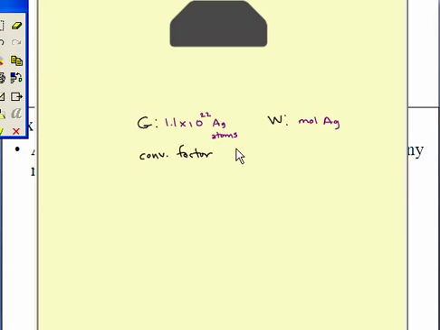So anytime we need to convert between moles and atoms, the conversion factor is always Avogadro's number. 1 mole of anything. So 1 mole of silver atoms is equal to 6.022 times 10 to the 23.